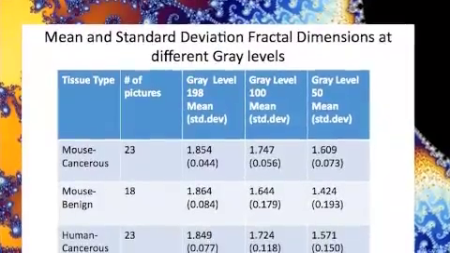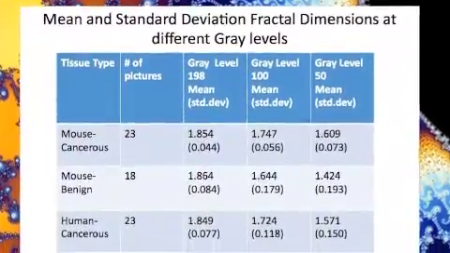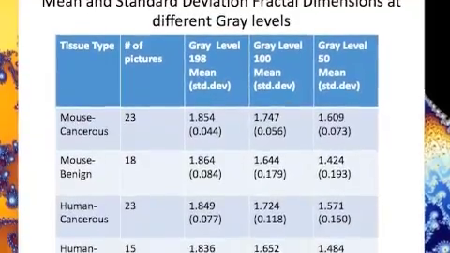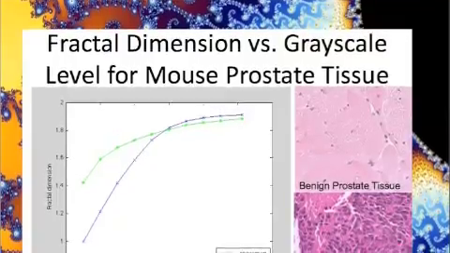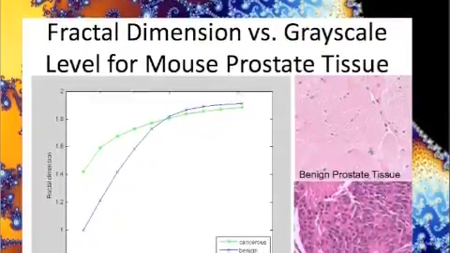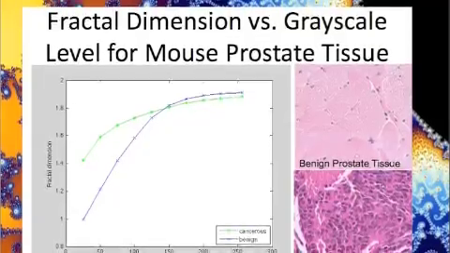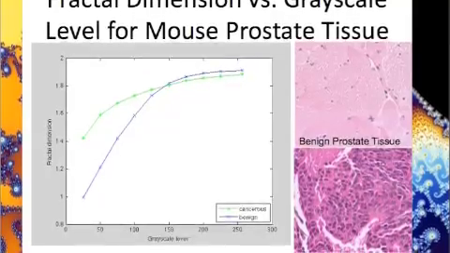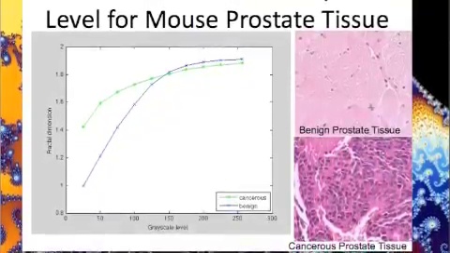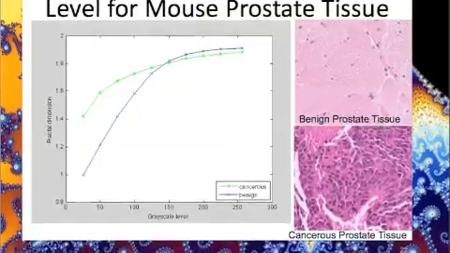So this is the data that I collected, which shows the average fractal dimensions at 3 different levels of grayscale. I was very interested in the change in fractal dimension over grayscale, so I decided to compare this in prostate tissue, comparing a benign image to a cancerous one. As you can see, the fractal dimension of the cancerous tissue decreased at a much less rapid rate than that of the benign tissue as the grayscale level was decreased.